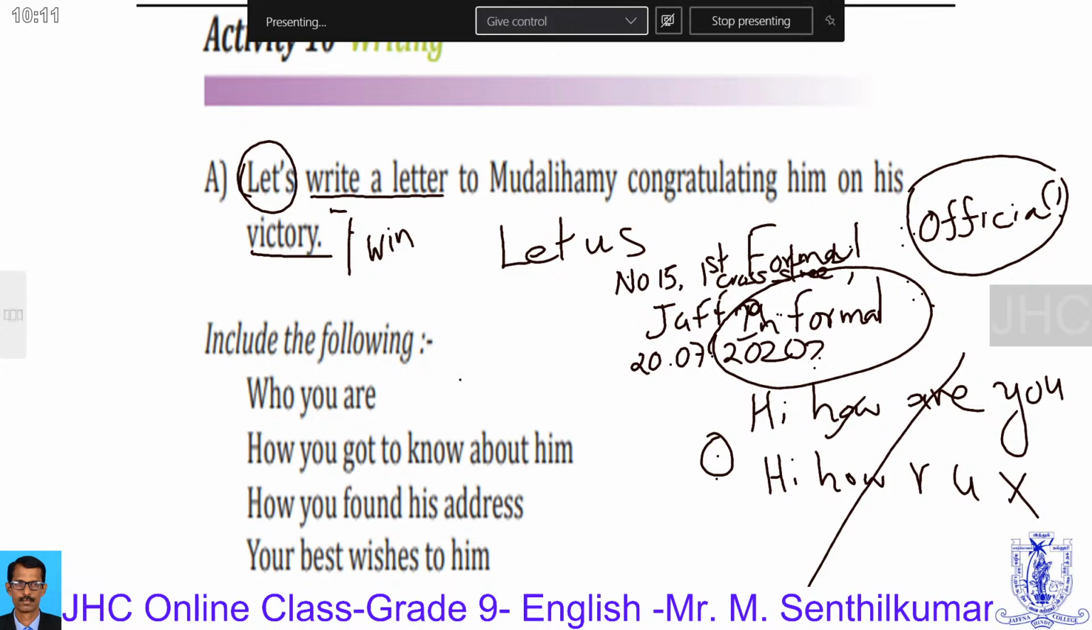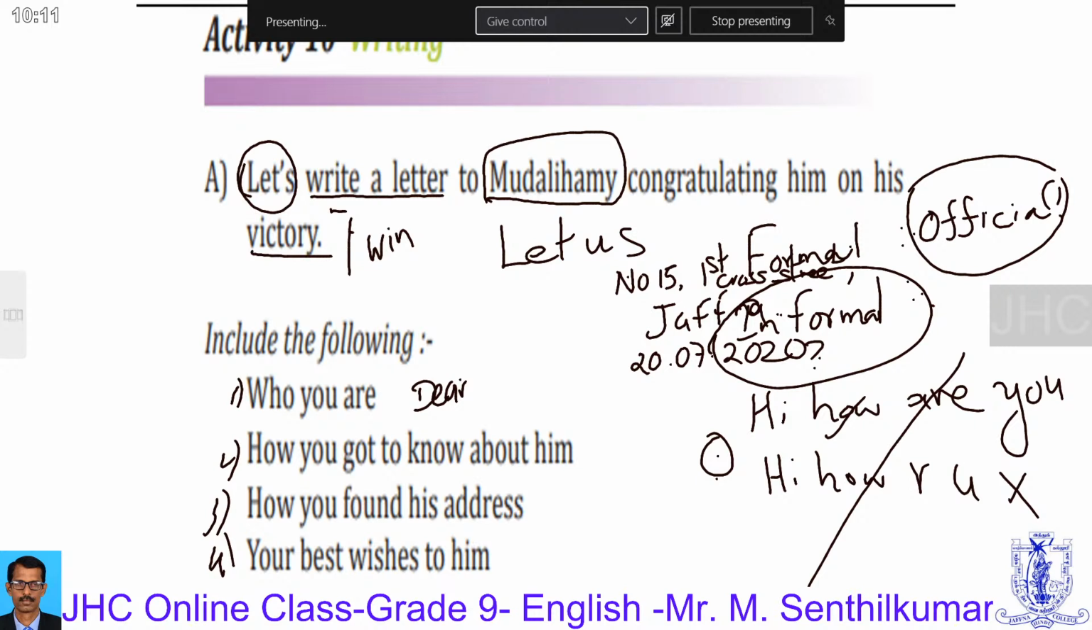According to the context, don't write "Dear Ravi". Here, according to the question, you are one of his friends, so "Dear Mudalihami". In the body of the letter, there are 4 questions given to you. The letter should cover these 4 points in the content part. These 4 questions should be included in your letter.